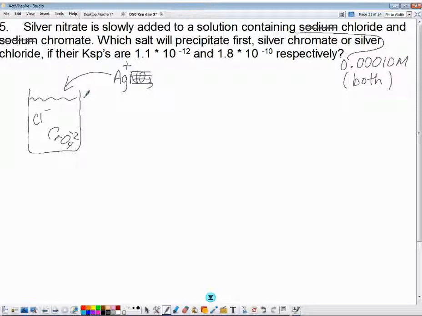Here's the bachelor. And here are the 2 women that are left. Okay? It comes in. Who is he going to choose? This is how all that stuff really works. He's going to choose the one who wants less of him. He's going to choose the one that wants less Ag+.